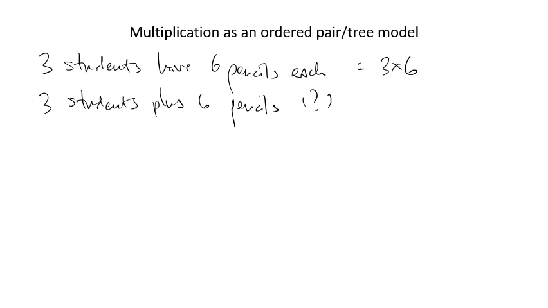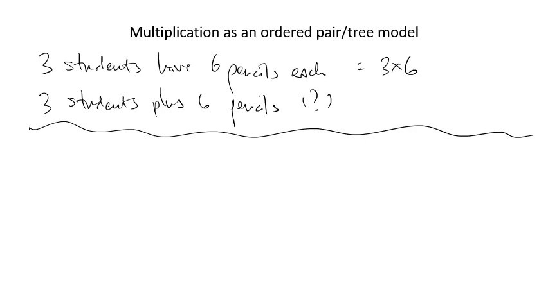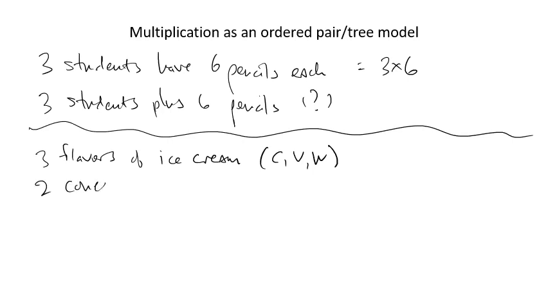Suppose we are getting ice cream on a cone: 1 scoop of ice cream on, well, just 1 cone. That'd be kind of silly to have 2 cones. So we're going to have 3 flavors of ice cream. We're going to be kind of boring here and just go chocolate, vanilla, and strawberry. I'm using W for strawberry for reasons that'll be obvious in a moment. And then we've got 2 cones: our regular and our sugar cone.